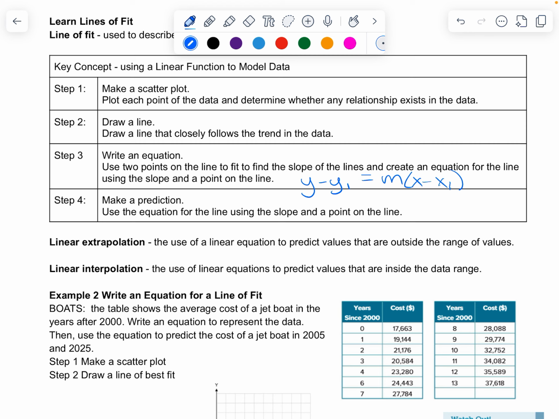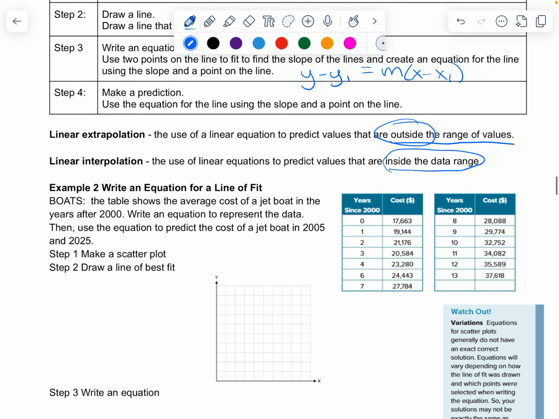Extrapolation. I can't say that word today. I am so sorry. The use of linear equations to predict values that are outside the range of the values. Interpolation. I can say that one. The use of linear equations to predict values that are inside the data range. Okay, so this is outside.